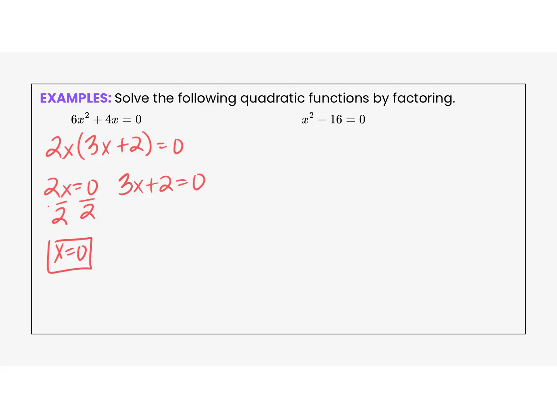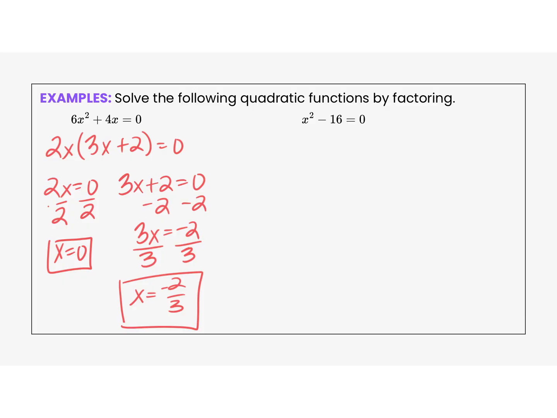And then this one, I'm going to subtract 2 to start. So I get 3x equals negative 2, divide by 3. So I get x equals negative 2/3. And we can leave our answer as a fraction like that. Okay, let's look at another one.